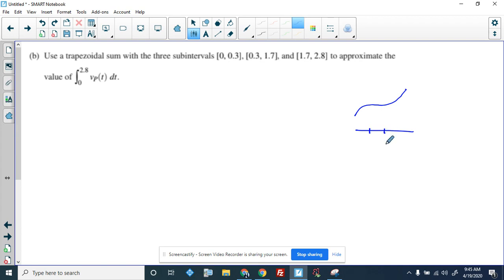if this was maybe one of my subintervals, call it AB, then the way you draw a trapezoid is you go up until you hit the curve, right? And then you go across like that, okay? Now, how do you find the area of a trapezoid? Area of a trapezoid, average of the bases times the height. So it's going to be 1/2 base 1 plus base 2 times the height.